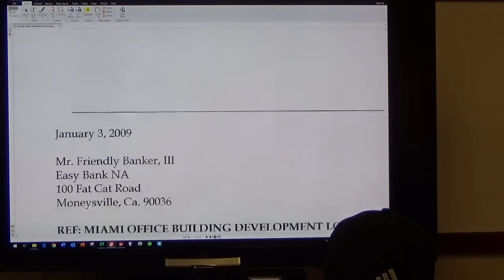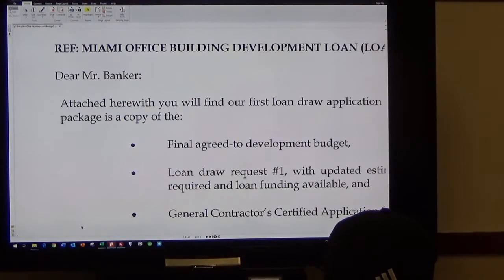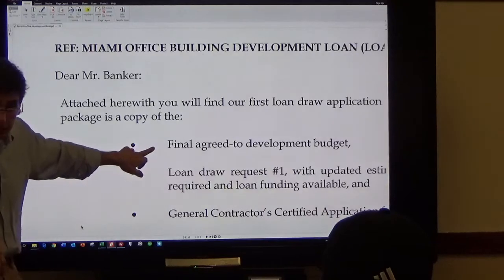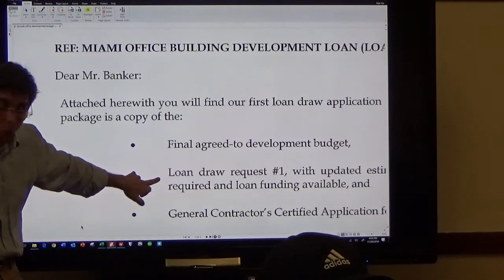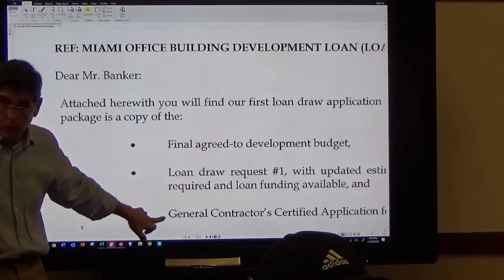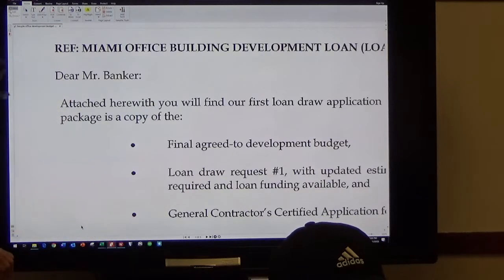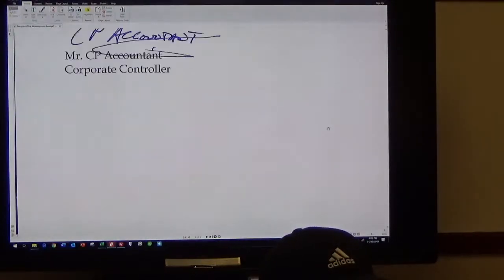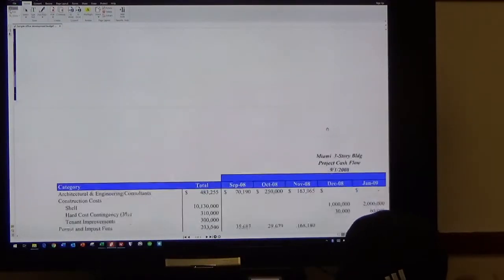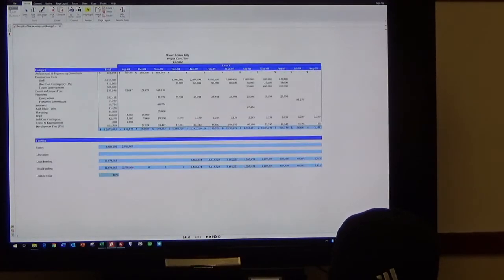So I'm going to send you the office budget that you approved, my draw request, and the contractor's application for payment, so that you can fund me. And what do those things look like? This is from a case study, but it was based on an office building that we built. So this is a development budget, very simple.